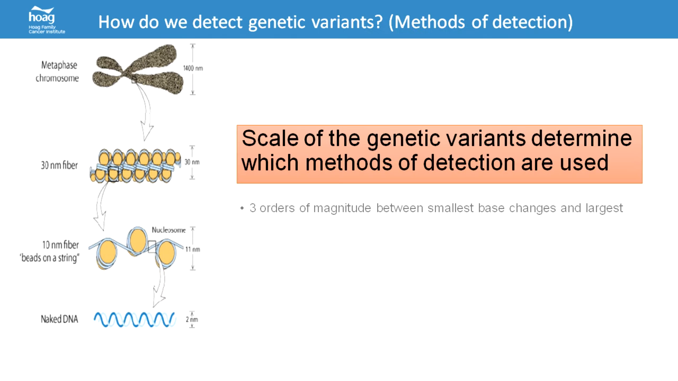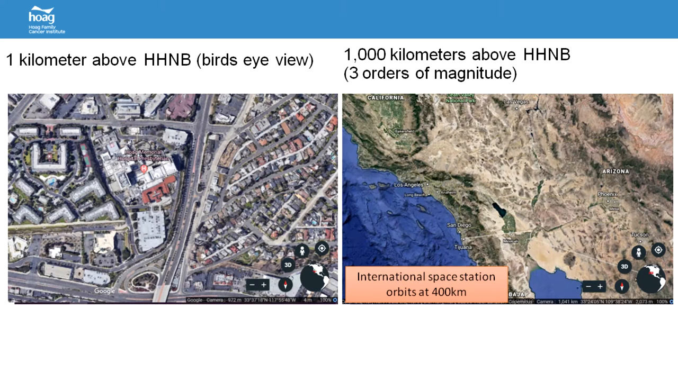So switching gears just a little bit, methods of variant detection. Dr. Demir talked a little bit about next generation sequencing and other sequencing technologies. What I wanted to reinforce is the scale of the genetic variants and where they occur in the DNA. How large they are really determines what kinds of tools we use to look for those mutations. From the lowest level, where we're looking at the DNA double helix, to the largest scale of a chromosome, you have about three orders of magnitude. So that's a pretty big scale.